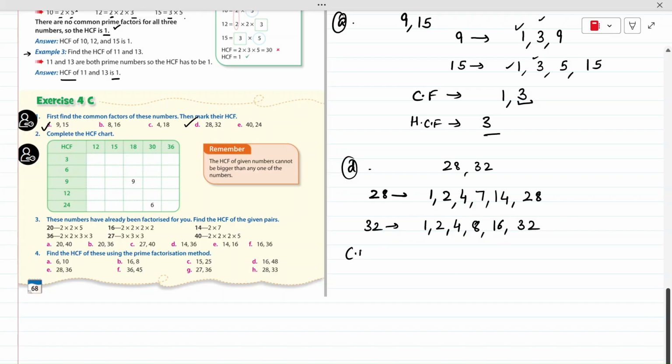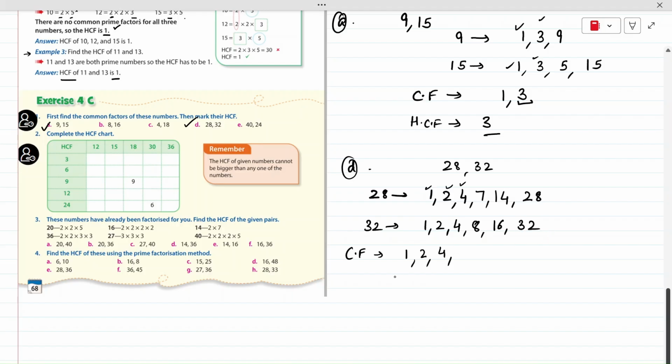Now coming to common factors. 1 is a common factor. 2 is a common factor. 4 is a common factor. 7 is not there. 14 is not there. 28 is not there. And here 8, 16, 8 is not there. 16 is not there, and 32 is also not there.